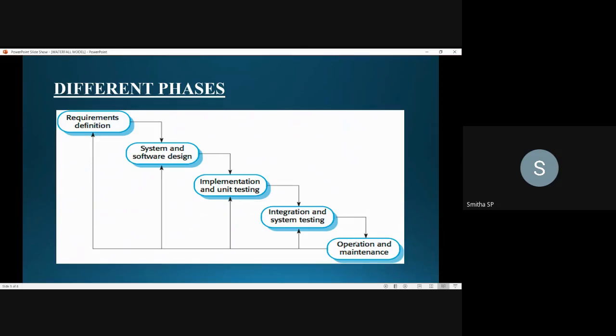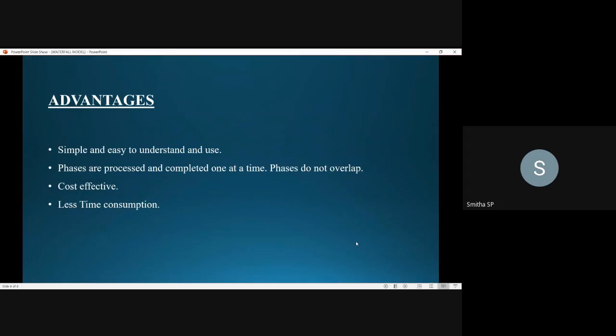Then we will look into some of the advantages of the waterfall model. It has mainly four advantages. That is, it is simple and easy to understand and use. Then, phases are processed and completed one at a time. Phases do not overlap. Then, it is cost effective and less time consuming. So let's see them one by one.